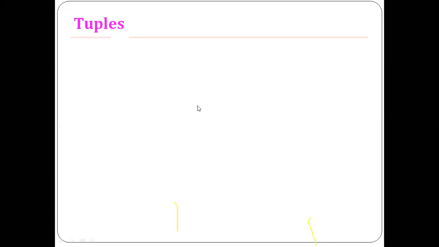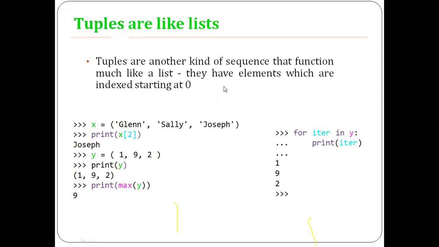In the last class, we started tuples, right? So what are tuples? Tuples are another kind of collection. It's like a list. They have elements which are indexed starting at location 0. They have an index of 0, unlike your list, right? So that is how it works.